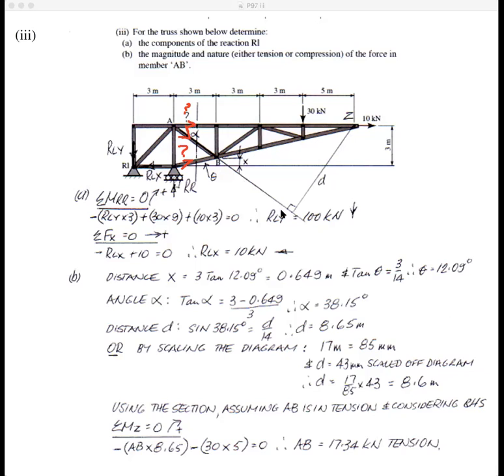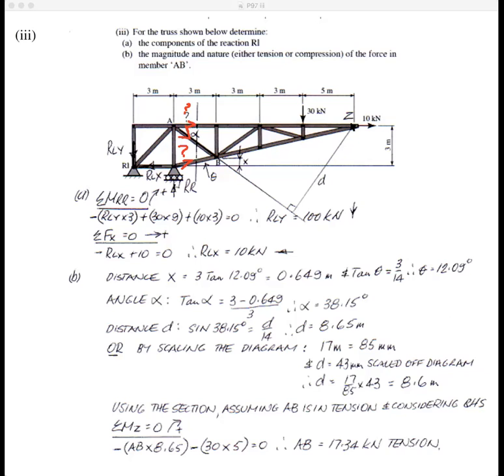The first thing that you do is find out that angle. I'll go through the trig and then I'll go through this scaling method. So you find distance x there, where you've worked out what theta is. Theta is 12.09 degrees there. And we can find out what the angle alpha is up there.